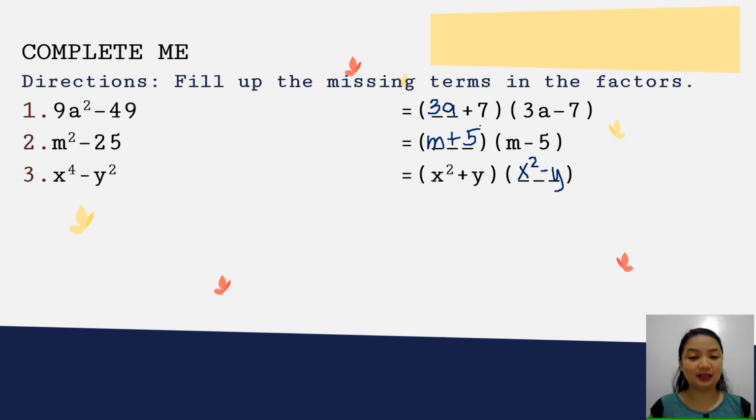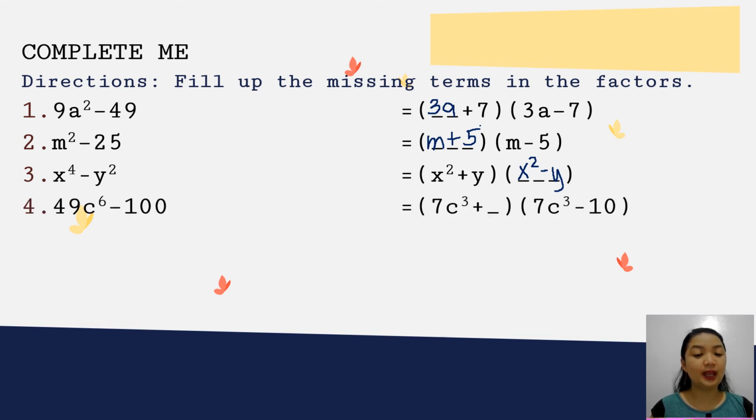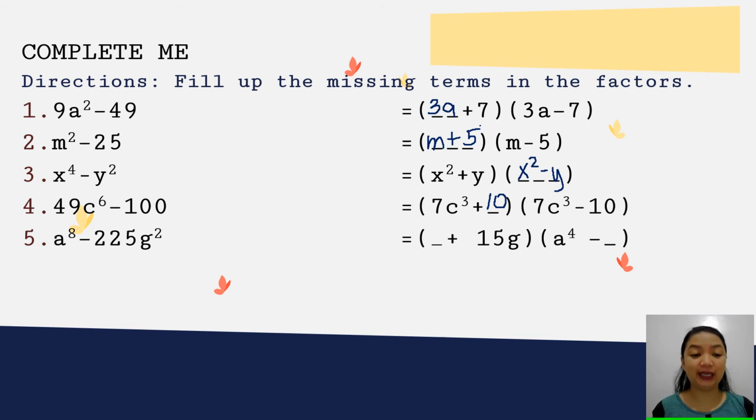Factoring is so easy with this difference of two squares. How about this? 49c to the 6 minus 100. On the other factor, it is given that we had the factor 7c cubed minus 10. So what must be the term here? Correct, that is 10, since the square root of 100 is equivalent to 10. How about 8 to the 8 minus 225g squared? Correct. So we simply have here 8 to the 4th. How about on this one? Correct. We simply have this term, 15g.